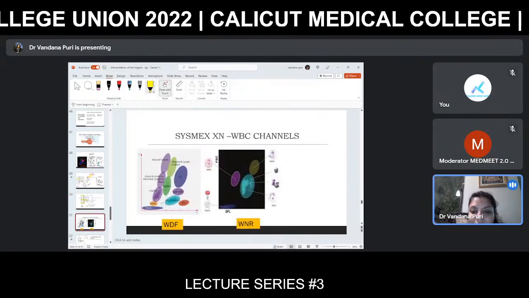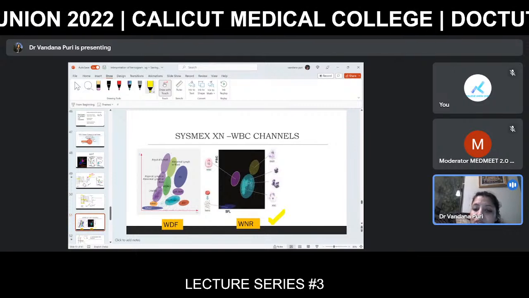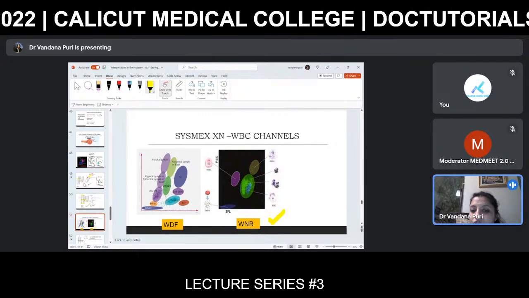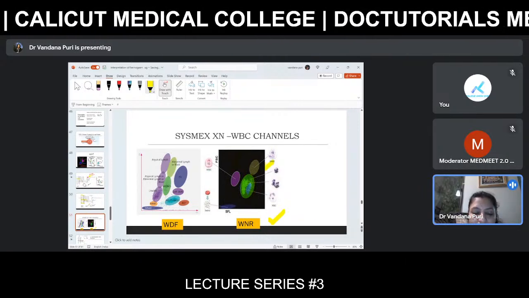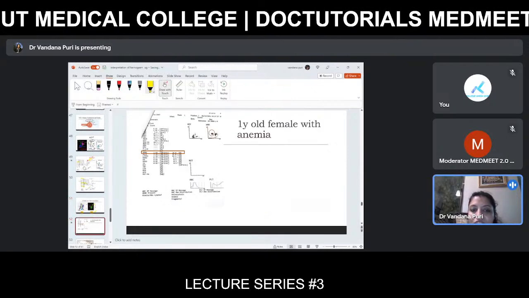Now let's look at this. I told you this is a WNR channel. When you see the WNR, there is a big clump, that is your WBC, and anything in front is your nucleated RBC, and anything at the back on the top is basophils, right? So let's look at this case here, which will give you an idea.